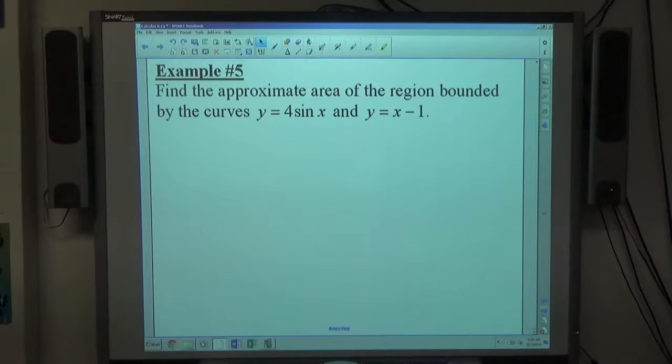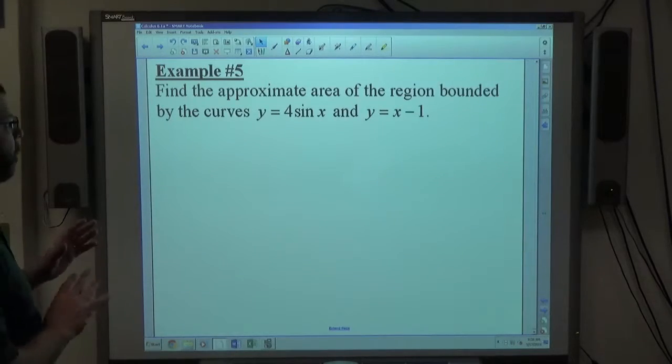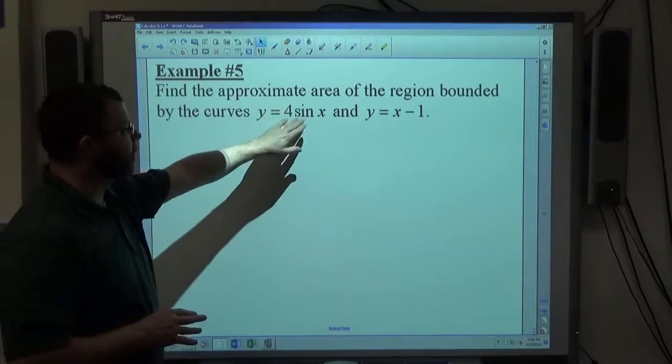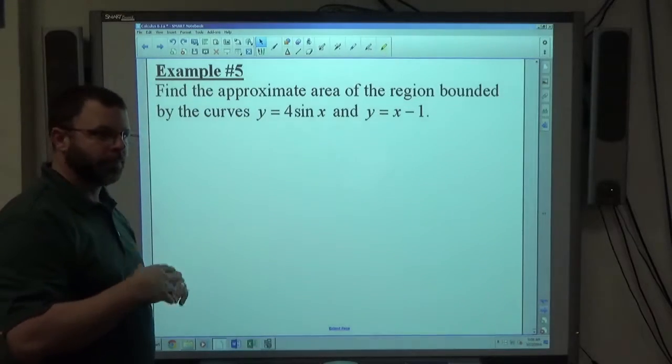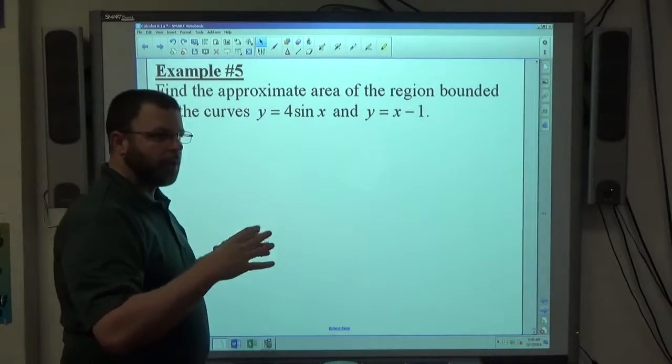Okay, example 5. Find the approximate area of the region bounded by the curves y equals 4 sine of x and y equals x minus 1. I think we got an advanced look at this in the homework section because I didn't pay close enough attention to the ones I picked. This is one where this is on top some of the way and this is on top some of the way. They switch, so we have to figure out what's on top, what's on bottom for each location.